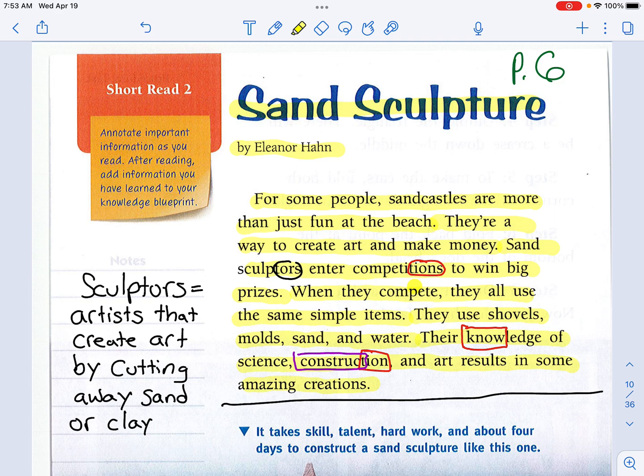We circled or put a box around know in knowledge because know is the root word of knowledge. And then we found the root word of construction. It was construct, meaning to build. And the suffix TION is a suffix meaning the act of.